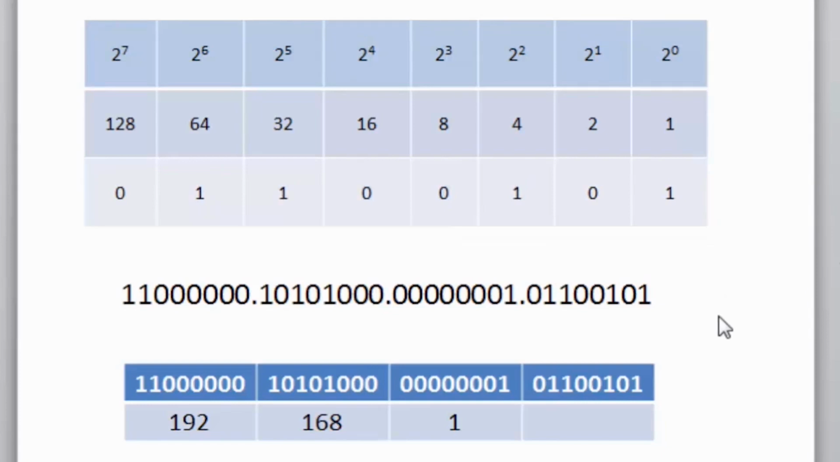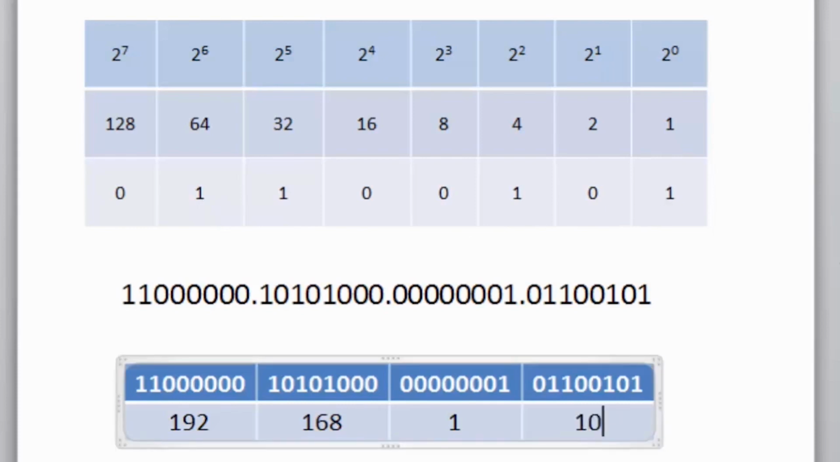And I have the number 01100101. We can see that 64 plus 32, we've already said, is 96. Plus 4 is 100. Plus 1 is 101. So the conversion of this binary IP address to decimal is 192.168.1.101.